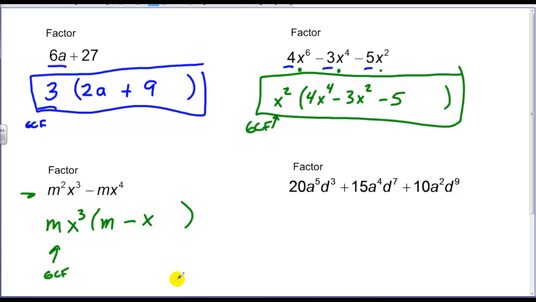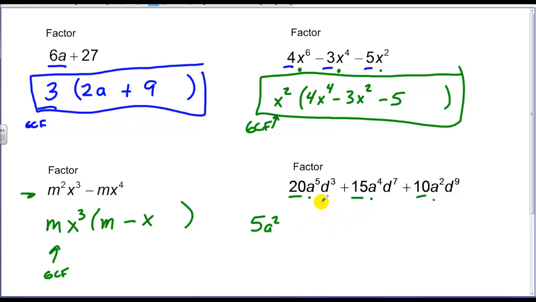Let's move on to the next example. I need to find a GCF between 20, 15, and 10. Well, I know that in each of those numbers, 5 goes into them, and that's my biggest factor in terms of numbers. When I look at the variables, I have an a to the fifth, an a to the fourth, and an a squared. A squared is in each of those.